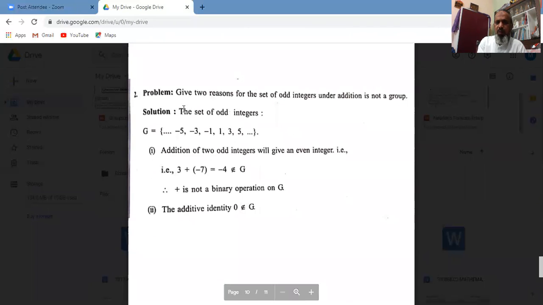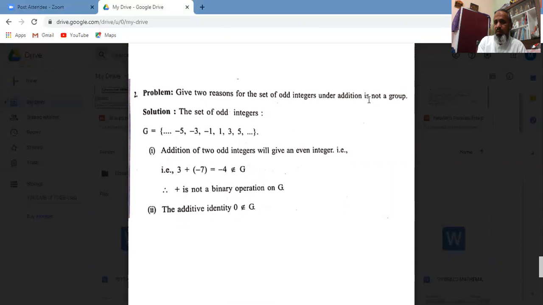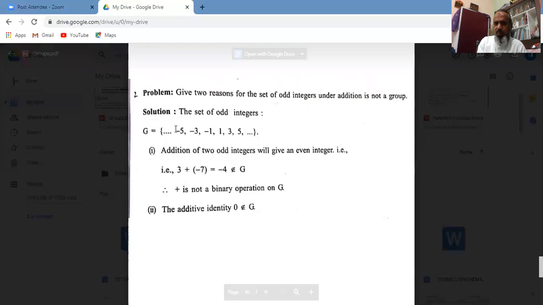Now this is another problem. Give two reasons for the set of odd integers under addition is not a group. So the set of odd integers with respect to addition is not a group, means any one of the four properties will not be satisfied. So let us see what is the first property. This is the set of odd integers: 1, 3, 5, minus 1, minus 3, minus 5, minus 7, etc.